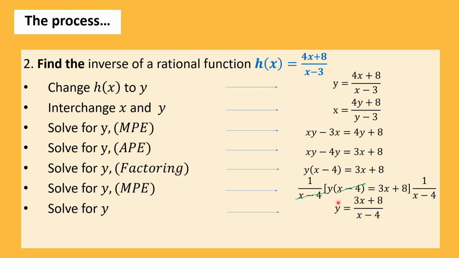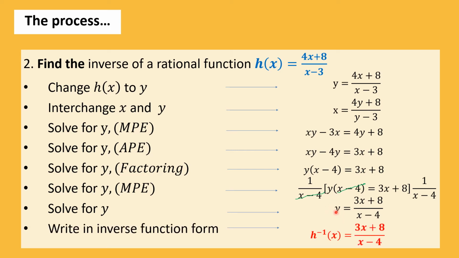Dahil y na yan, isusulat na natin siya sa inverse function form. So, paano? Lalagyan lang natin ng negative 1 yung h. So, h raised to the negative 1 of x is equal to 3x plus 8 all over x minus 4.